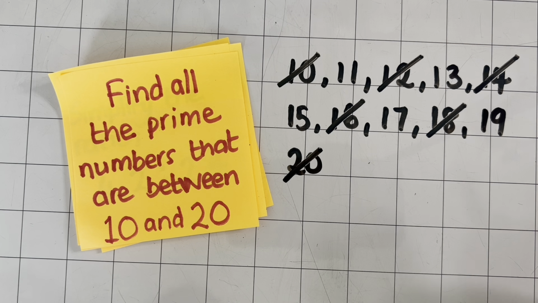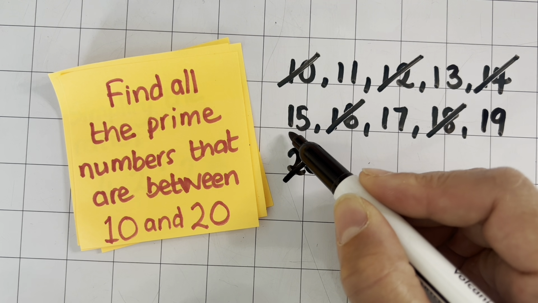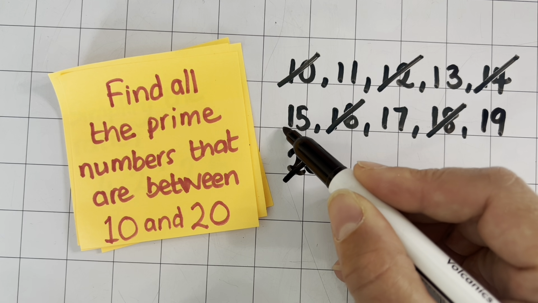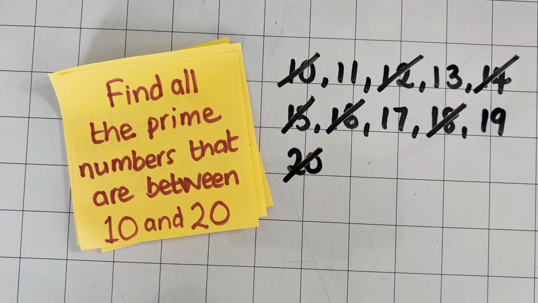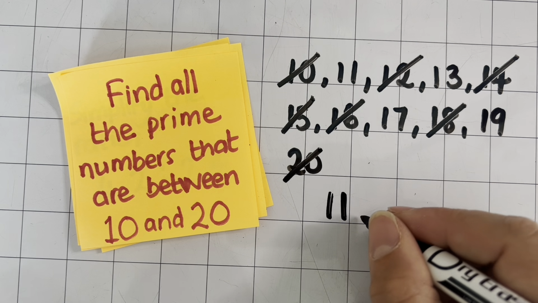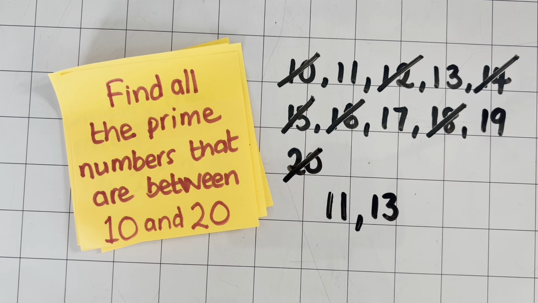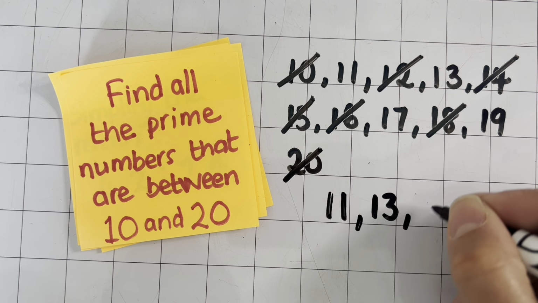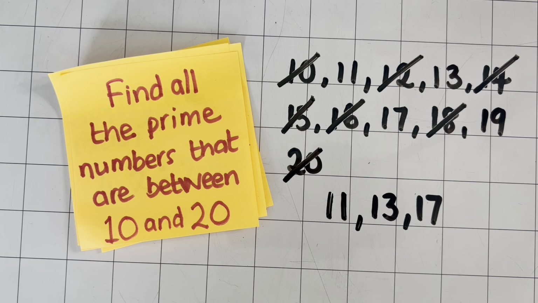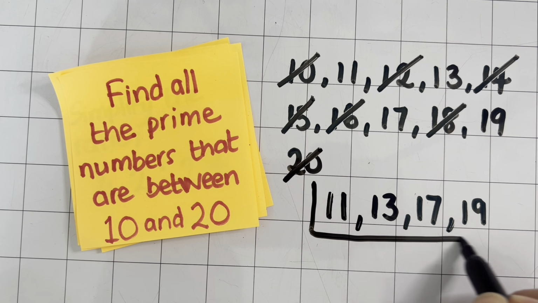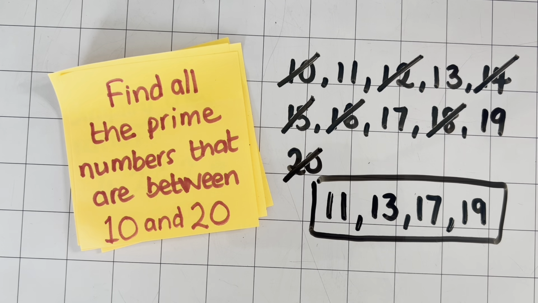We can also remove 15 as we know that this is in the 5 times table as well as 1 and 15. This leaves us with 11, which we know we can only get by doing 1 times 11. 13, which we can only get by doing 1 times 13. 17, which we can only find by doing 1 times 17. And 19, which also we can only get to by doing 1 times 19. So they are our prime numbers.